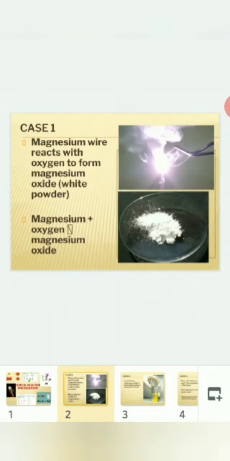Case 1. Magnesium wire reacts with oxygen to form magnesium oxide, that is a white powder. Magnesium plus oxygen gives you magnesium oxide. You can see in the picture, after burning of magnesium ribbon, you get magnesium oxide, which is a white powder.